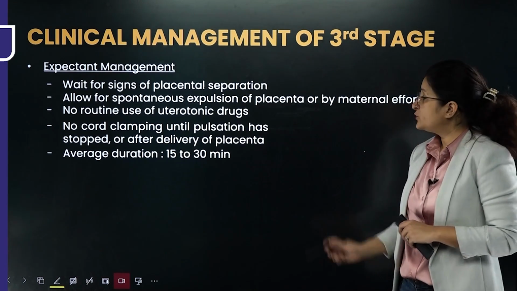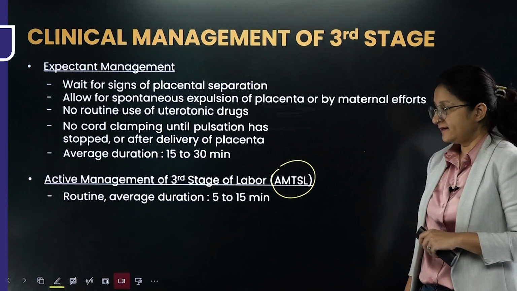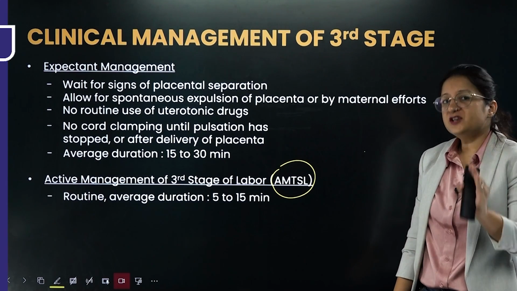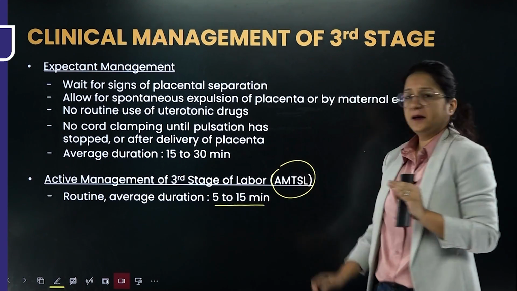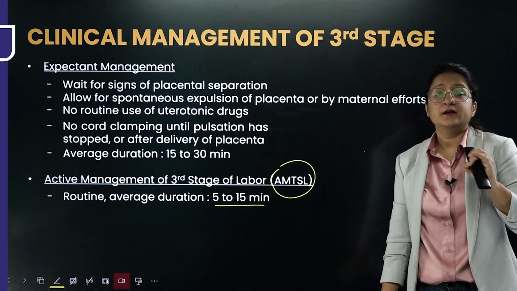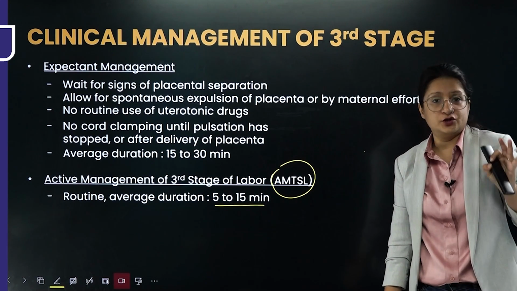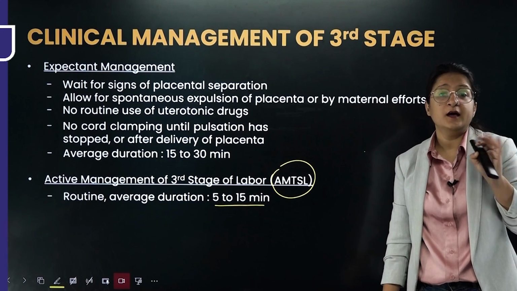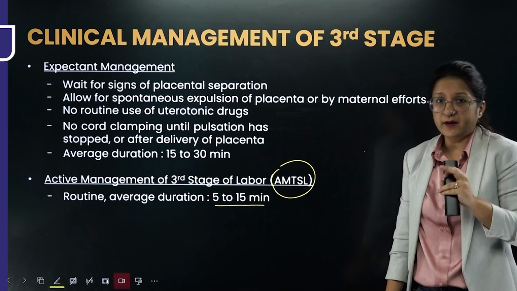Now, what we are routinely doing is active management of third stage of labor, AMTSL, right? With this, the average duration of third stage of labor is cut short. It is about 5 to 15 minutes. Now, remember here that in our country with maternal mortality rates, hemorrhage, especially PPH, is the most common cause of maternal mortality. Our women are also anemic to begin with.